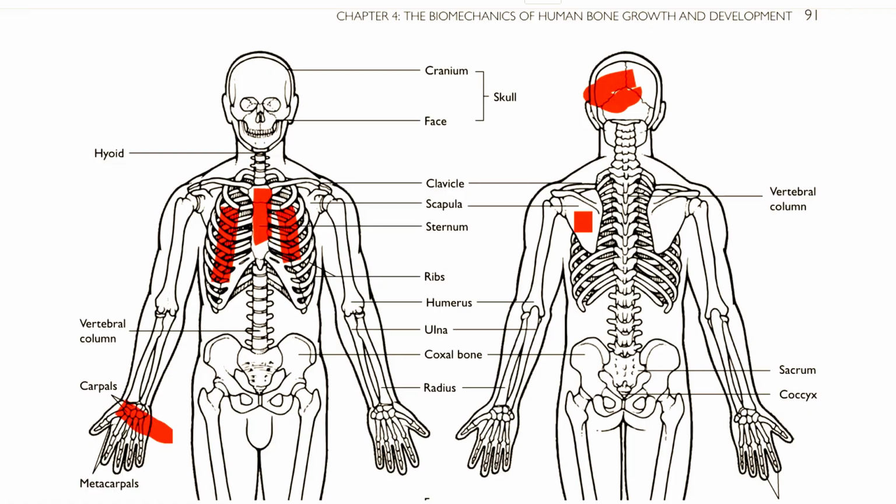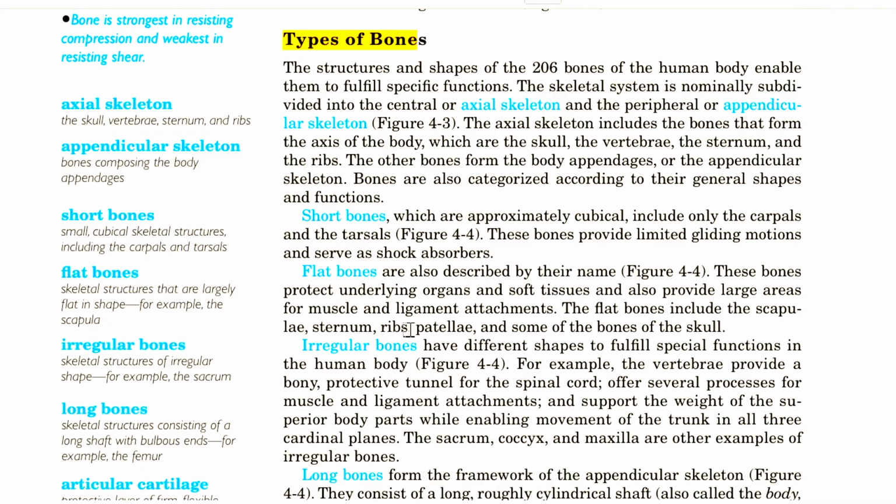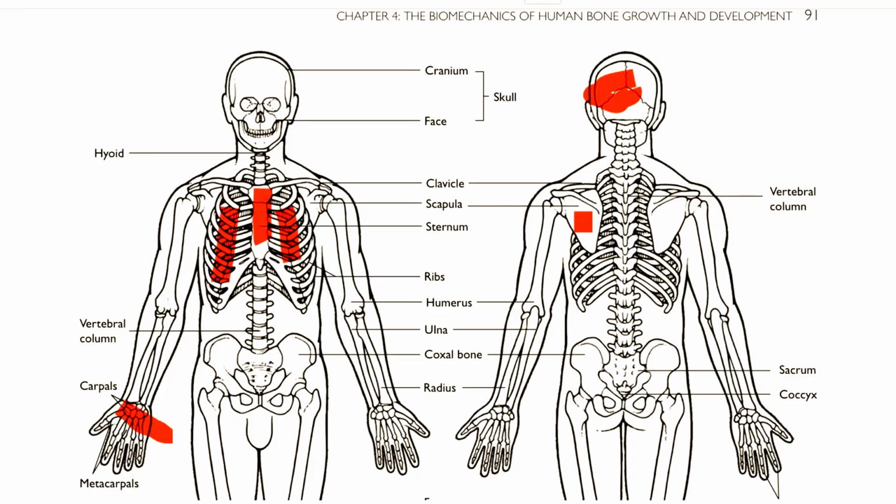Now the third one is the irregular bones. Irregular bones have very different, complex shapes, like the vertebra, sacrum, coccyx, and maxilla. They protect the spinal cord, as the vertebra does. They provide attachment points, allow movements in all planes, and support your body weight, as the sacrum and coccyx do.